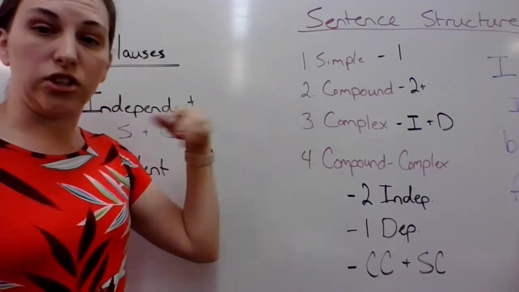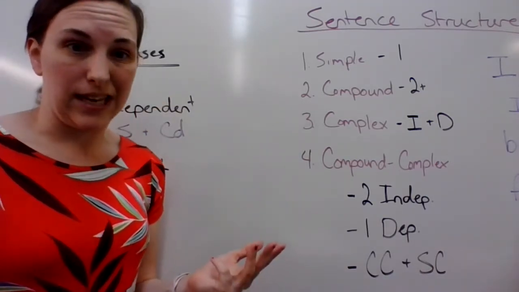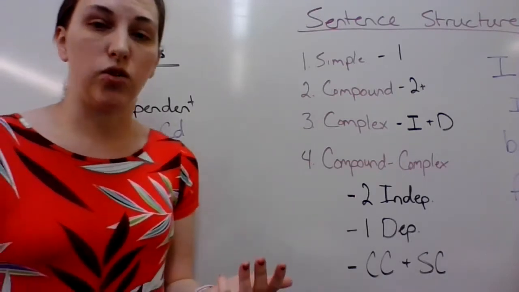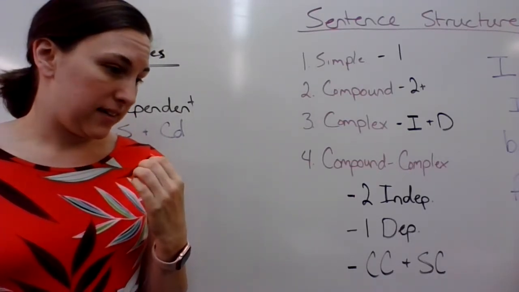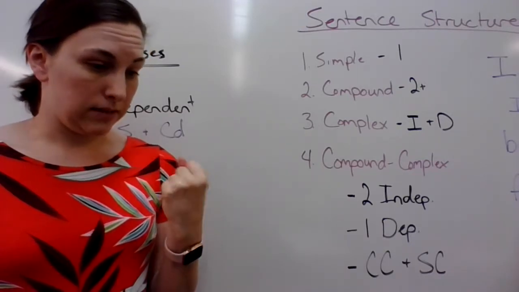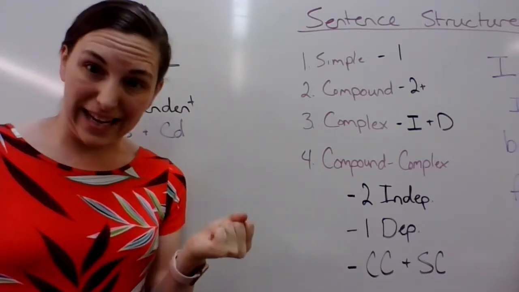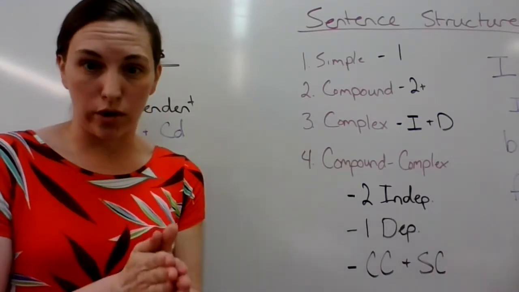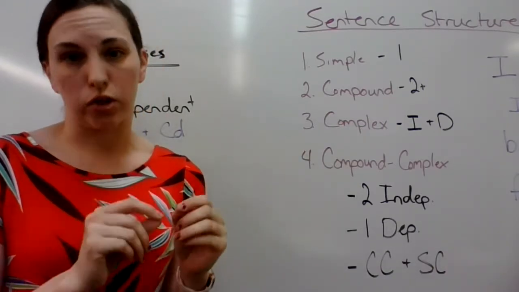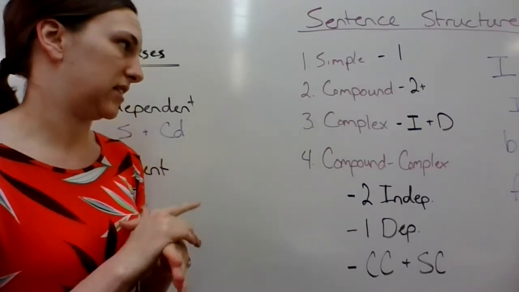Compound sentences are just two or more sentences, and they have a coordinating conjunction or a semicolon between them. Mom and Dad are going to the mall, and they are going to buy us Christmas presents. Okay, two separate thoughts joined by a coordinating conjunction. You can also put a semicolon between the two sentences as well.